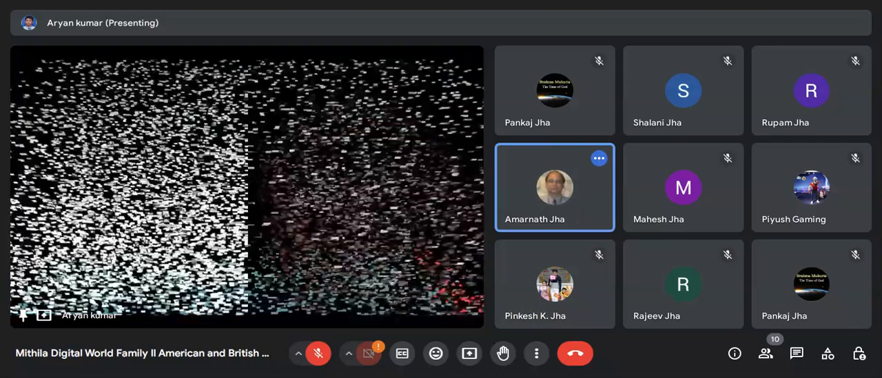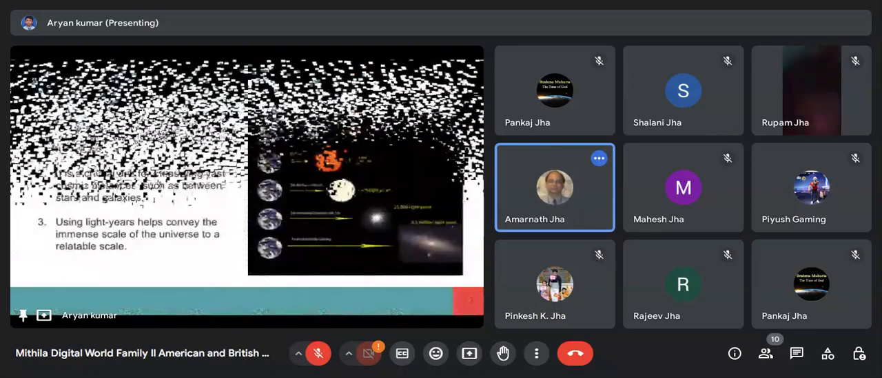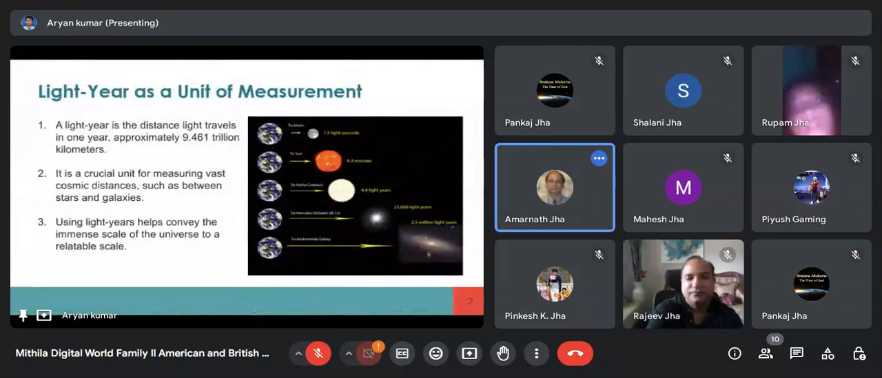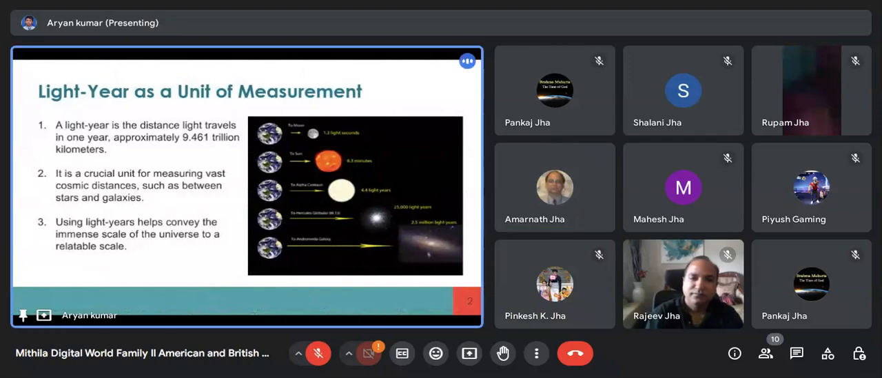Yes, sir. Light year. It's a measurement in the universe. A light year is the distance that light travels in a year, approximately 9.4 trillion kilometers. It is a crucial unit for measuring vast cosmic distances such as stars and galaxies. Using light years helps convey the immense scale of the universe on a relatable scale. Here we are talking about how large the light year number is. One light year equals 9.461 trillion kilometers.